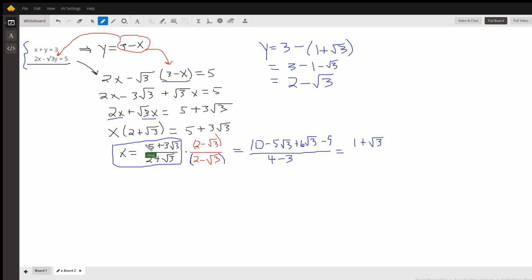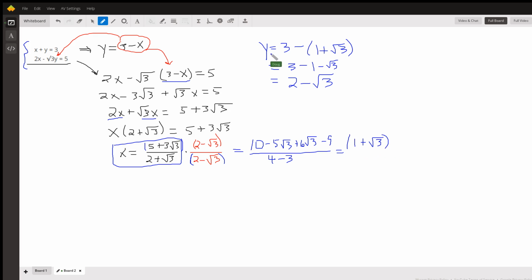In the numerator, we'll have to use FOIL. 5 times 2 is 10. That's the product of the two first terms. The outer product is -5 radical 3. The inner product plus 6 radical 3. And then the product of the two last terms is 3 radical 3 times negative radical 3, which is -9. So when we combine the similar terms in that numerator, we get 1 plus the square root of 3. That's the x-coordinate of the point of intersection right there.